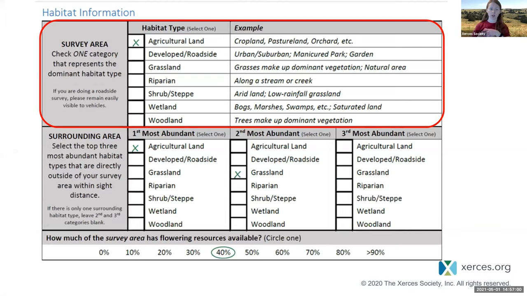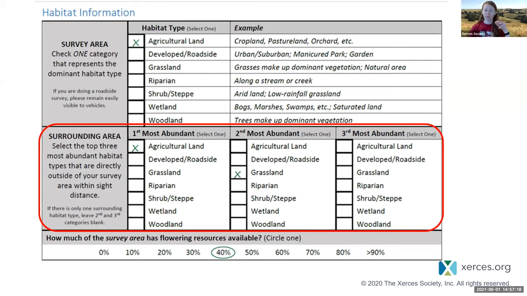The first part of the habitat assessment is looking at your survey area. So here you're going to check the dominant survey type. Are you in a grassland? Are you in a wetland area? Are you in a woodland? There's some examples of what the different types can be represented as. And you're just going to select one of those.